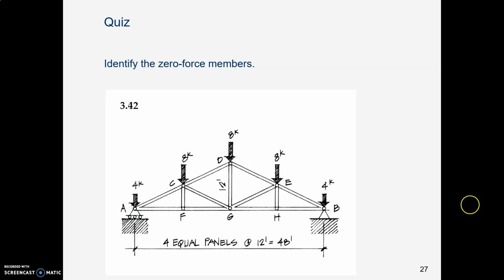And then the second truss in this quiz looks like this. Find the joints with only 3 members in them, 2 of them in a line. The third one will be 0. I think this truss has only 2 zero force members. But let me know if you have trouble with this.